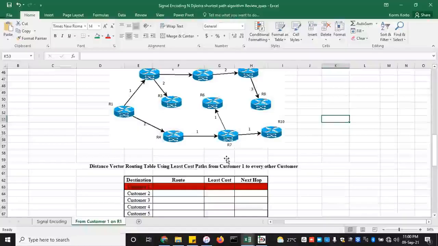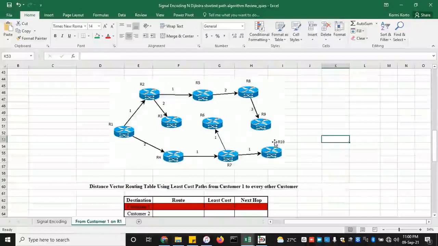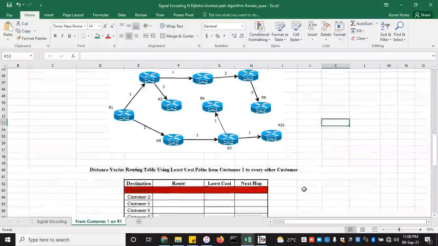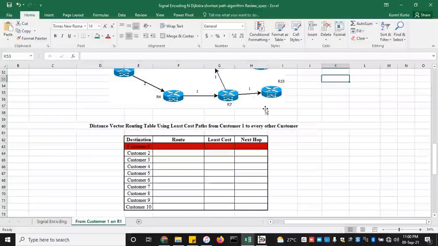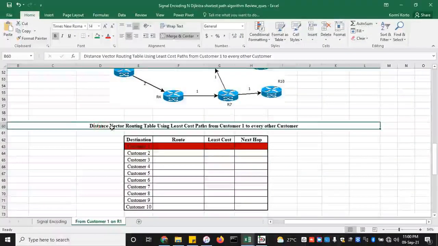Let's try to find the distance vector routing table using the least cost path from moving the packet from customer one connected to router one to every other customer on all the other routes that you have. So now we're going for the distance vector.